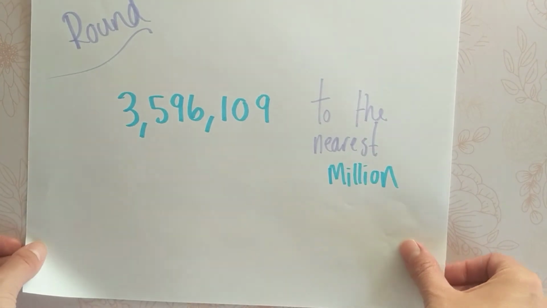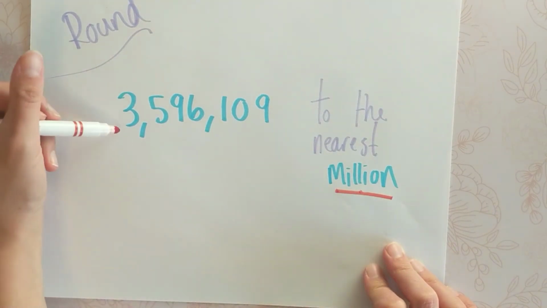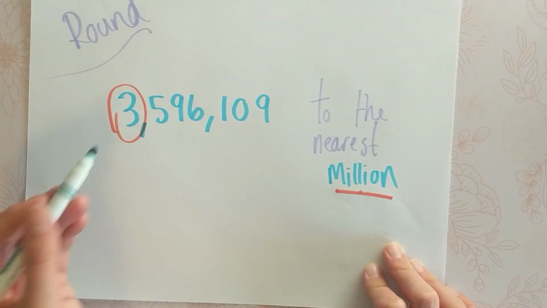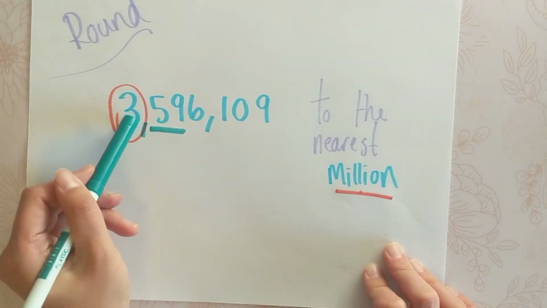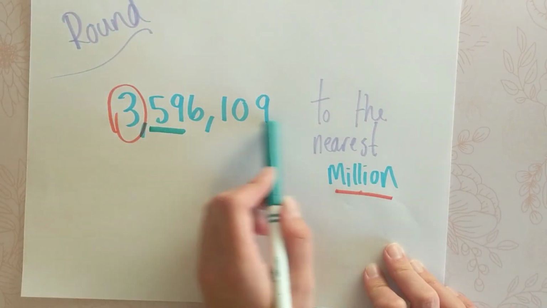Round 3,596,109 to the nearest million. Step 1, circle the place that you are rounding to. Step 2, underline the power number. The 3 will either stay a 3 and then zeros, or it'll go up to a 4 and then zeros.